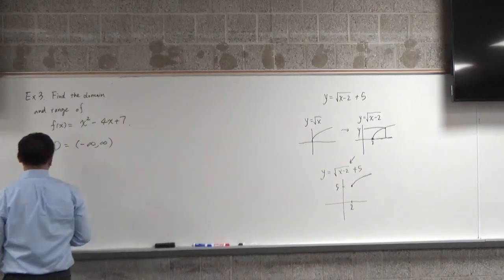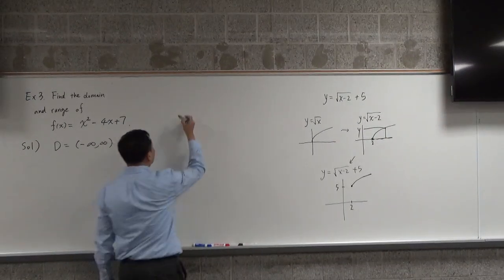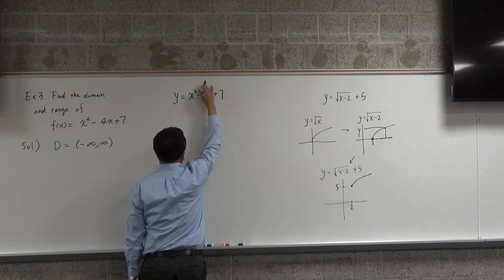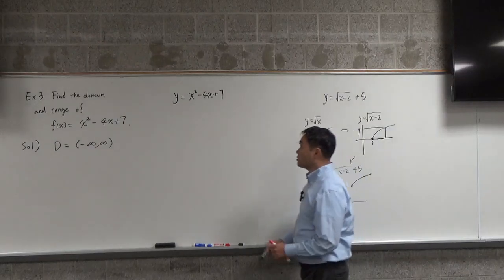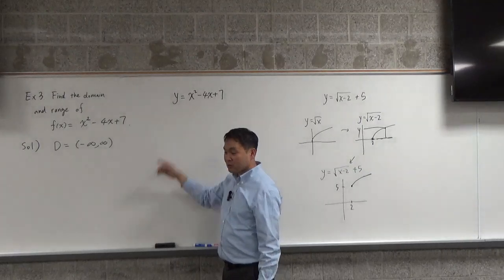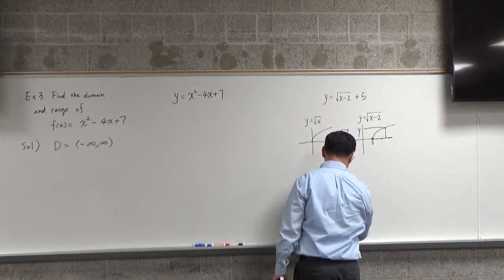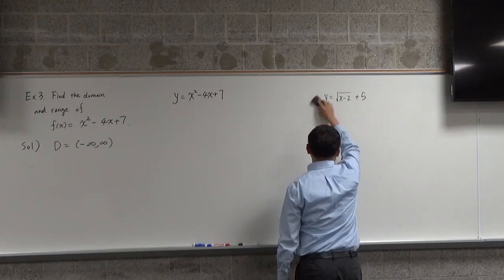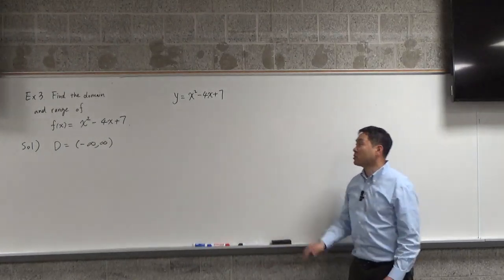Okay, but to find the range, now you really need to draw the graph. So let's try to draw the graph of y equals x squared minus 4x plus 7. Now, we will spend a few lectures later to better draw an equation like this one. So don't be alarmed if the technique I'm showing you is something that you haven't seen before. But we will go over some harder examples than this one in a separate lecture.